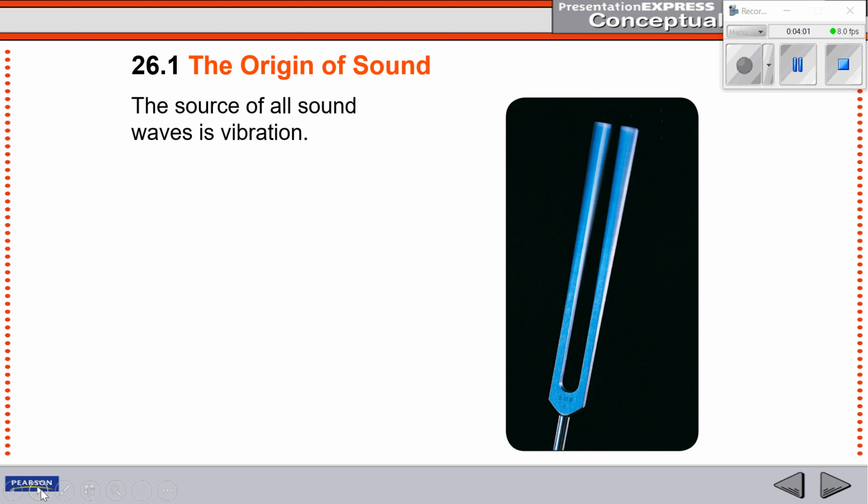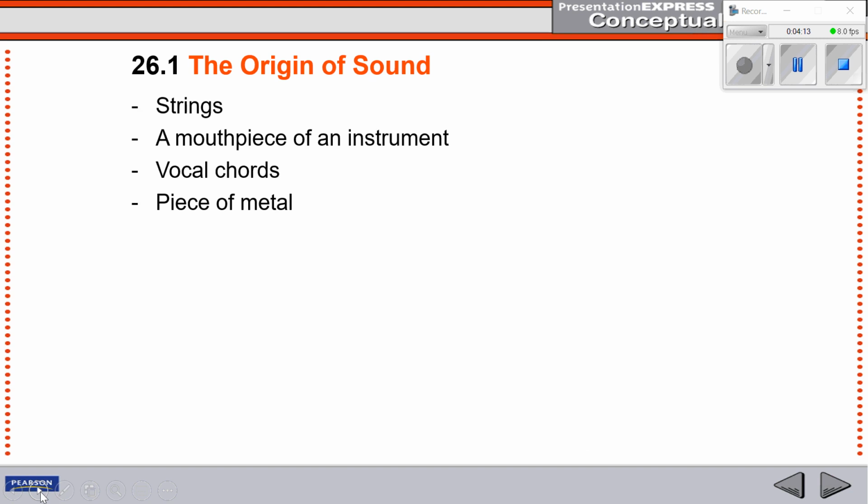So a little bit about sound, what it is. We're looking at sound and vibration. The origin of all sound is vibration of objects as they move and create a pulse in the air. Some different examples of sound: strings, a stringed instrument. It could be a rubber band that you pluck, which makes a sound. So strings can cause that.